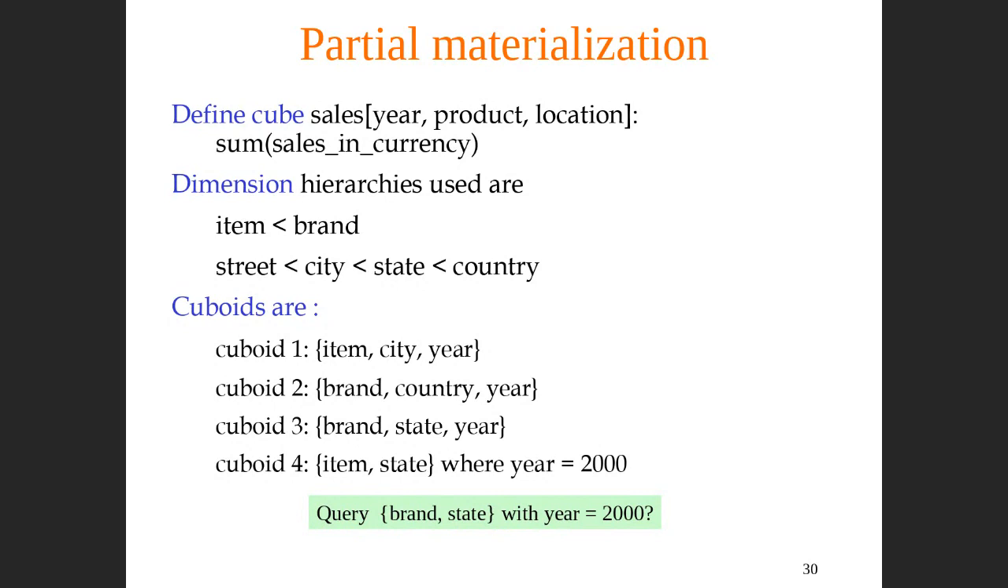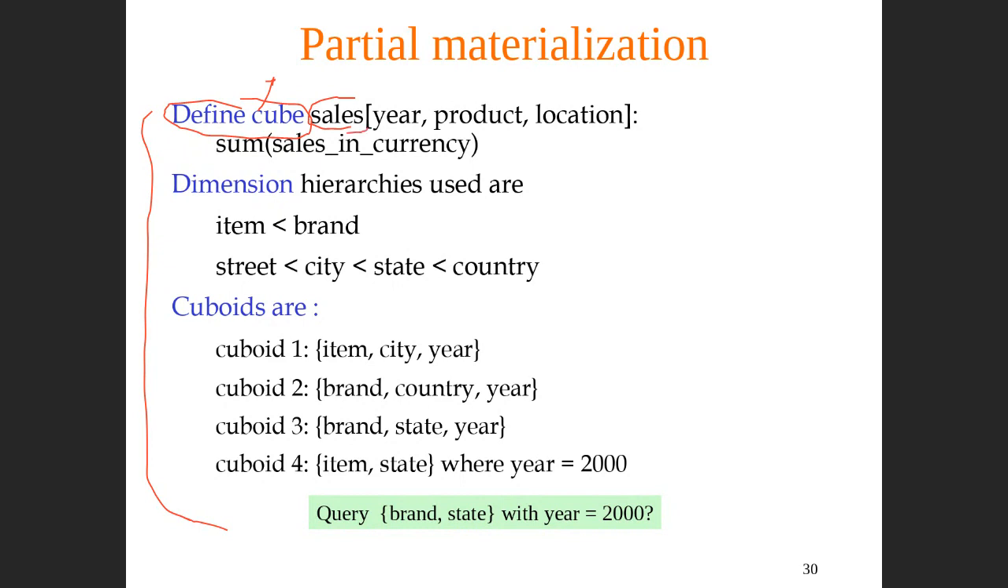Here, let's see. These are the steps. They are already familiar. Define cube, define star schema, etc. We have discussed in the previous slides. Define cube sales. This is the name of the operator. Define cube, then sales is the name.